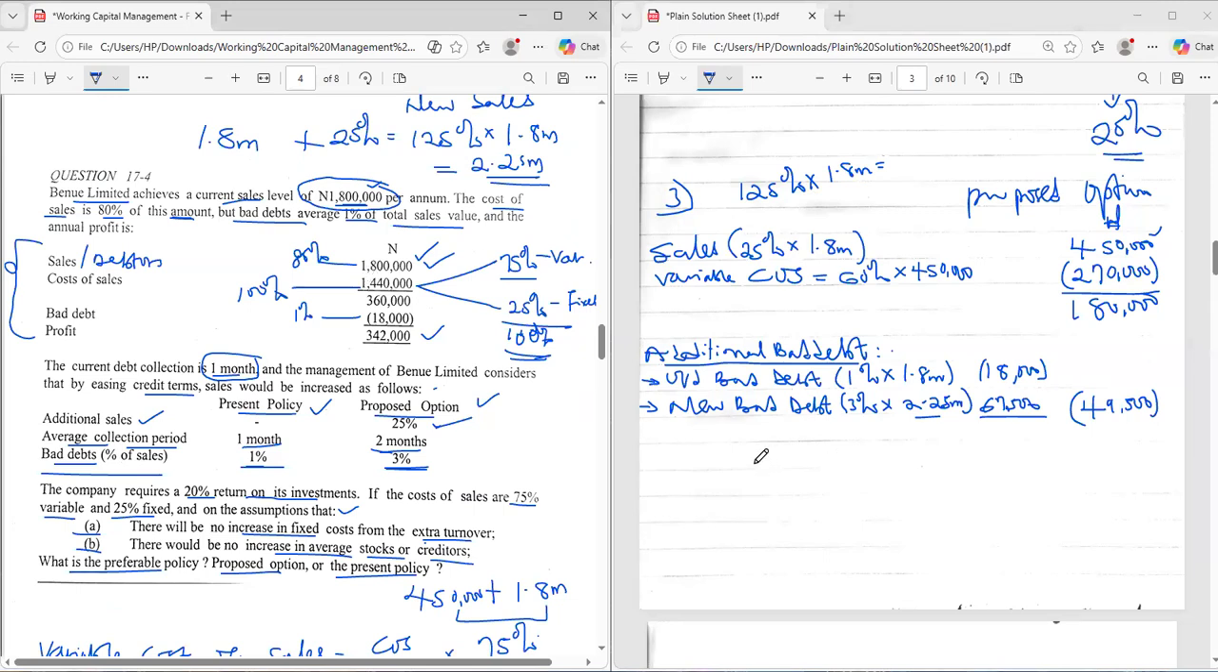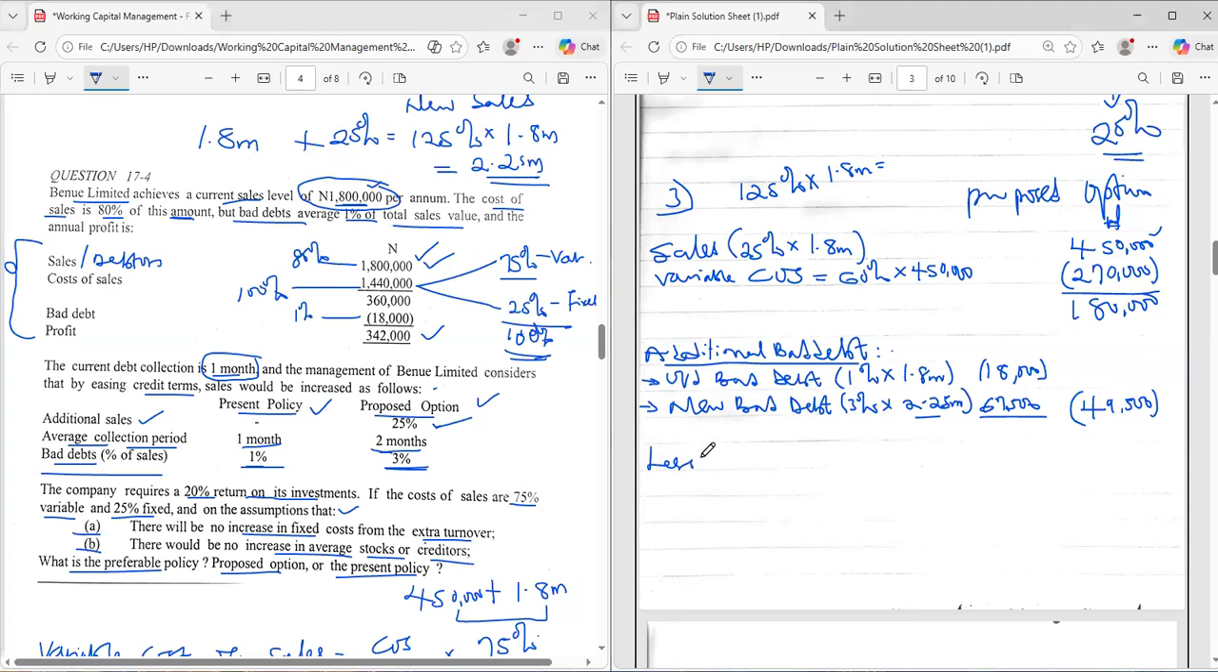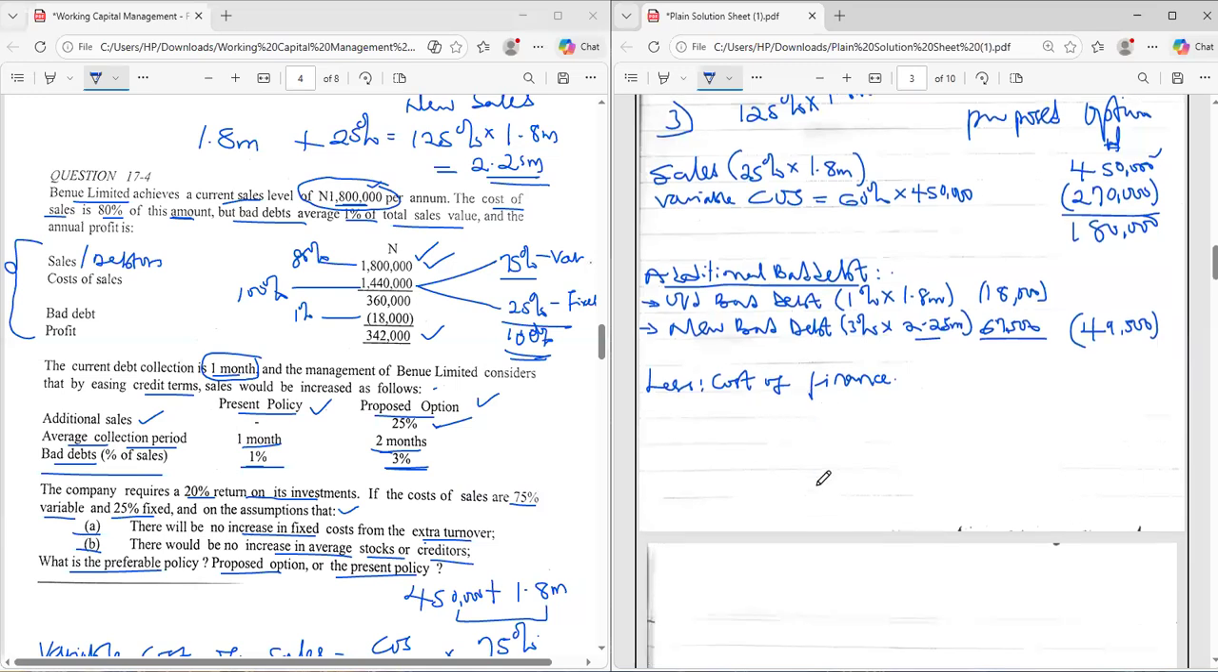We need to calculate for cost of finance. Okay? So usually we less it. So less cost of finance. Don't worry, I will explain. Or finance cost, anyone, I will explain. If you are in my first class, this should not be a challenge for you. So let's adjust our cost of finance.